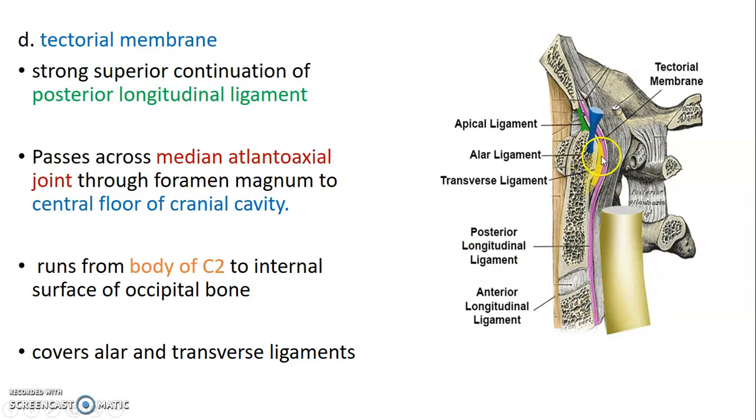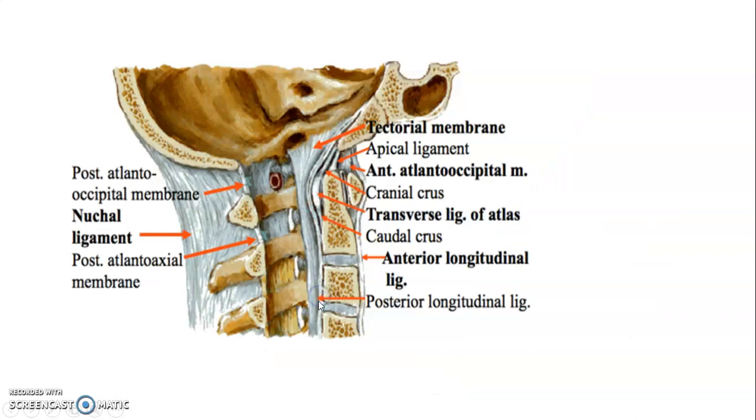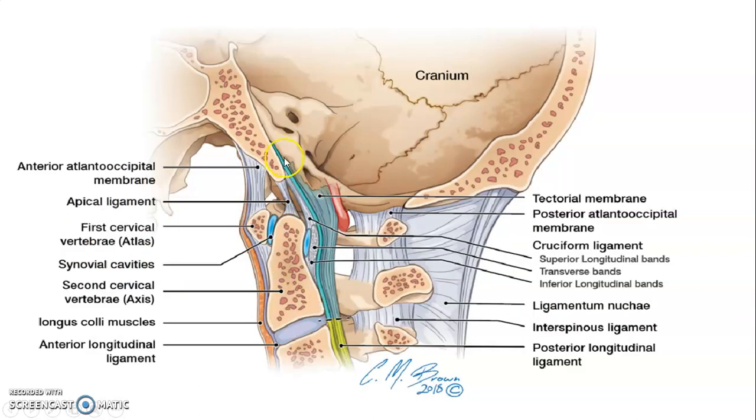This is the transverse ligament, and it has been covered by the tectorial membrane. Again, the posterior longitudinal ligament continues upwards as the tectorial membrane from the body of C2 to the inner part of the occipital bone. This is the apical ligament, from the apex of the dens to the anterior border of the foramen magnum.